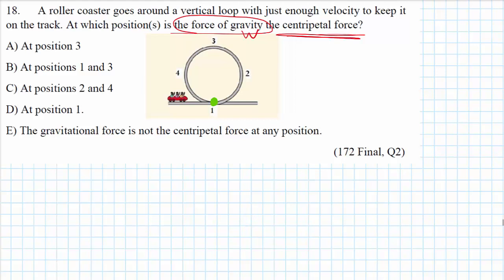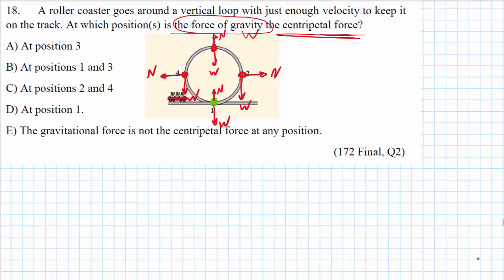In this position number 1, the forces are weight downward and normal reaction upward. In the third position, we have weight downward and normal reaction upward. In number 4, the weight will be downward, the normal reaction is perpendicular to the surface. In number 2, we have the weight downward and the normal reaction perpendicular to the surface. So what is the direction of the centripetal force? The centripetal force always directed toward the center of the circle.